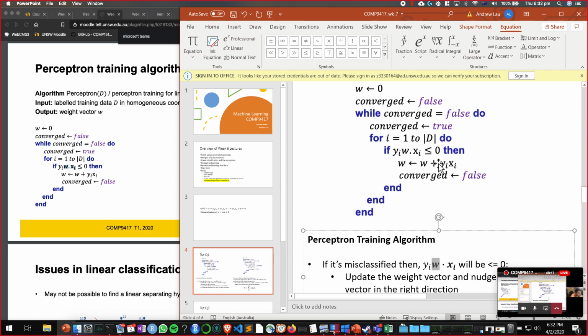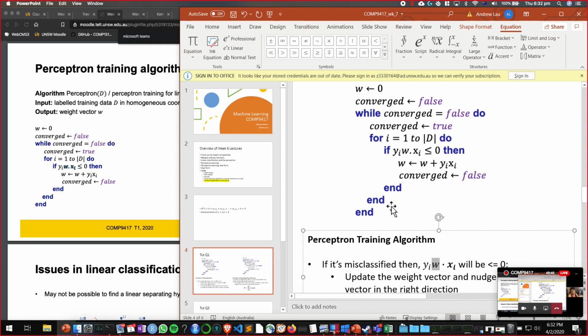So we go plus, and again, we stuffed up. It's meant to be positive, so positive x. So we push it up a bit. And of course, it would be the opposite effect if it was negative and we misclassified it, right? And this here says, okay, converged. We assign it to false. Now, in this case, convergence means that we don't have to make any more nudges. We don't make any more changes. So if we run through the entire data set and everything's classified perfectly, we've converged, we're good.